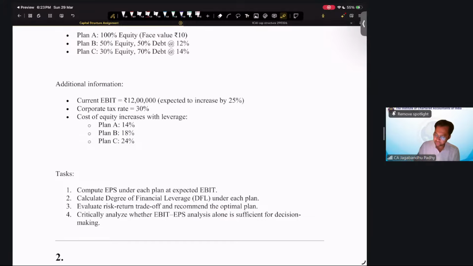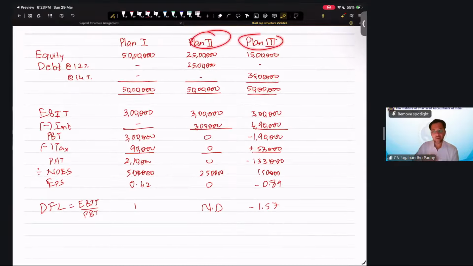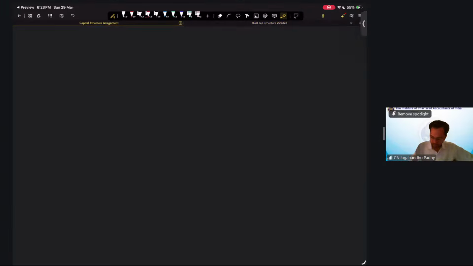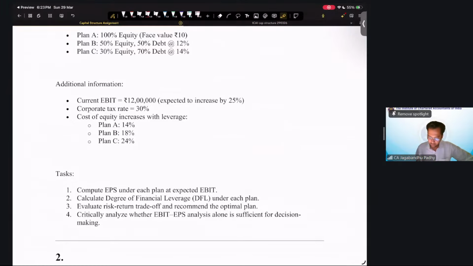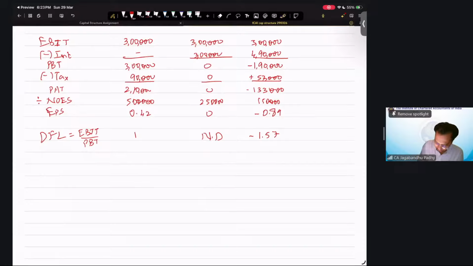Then evaluate the risk-return trade-off and recommend the optimal plan. Now, one important part of the risk-return trade-off is, if you're going for plan 2 or 3, where you're borrowing money to run the business, you're entering into either no profit or negative profit. Rather, you should go for only the first plan. But the most important part is that cost of equity is going to increase with leverage. Of course, plan B and C are out of the question. And since in plan A the cost of equity is 14%, let us first talk about the return on equity that we are getting. Return on equity is 2 lakh 10,000 upon 50 lakh.